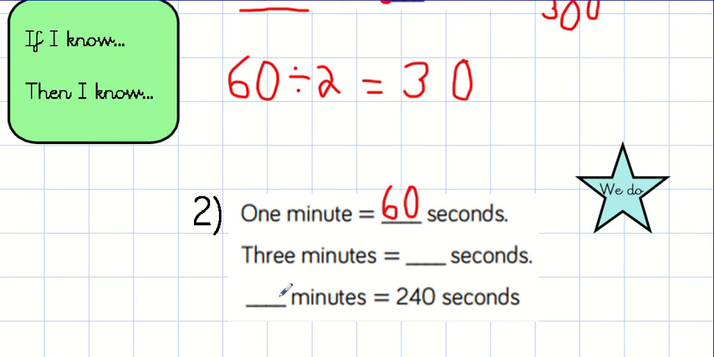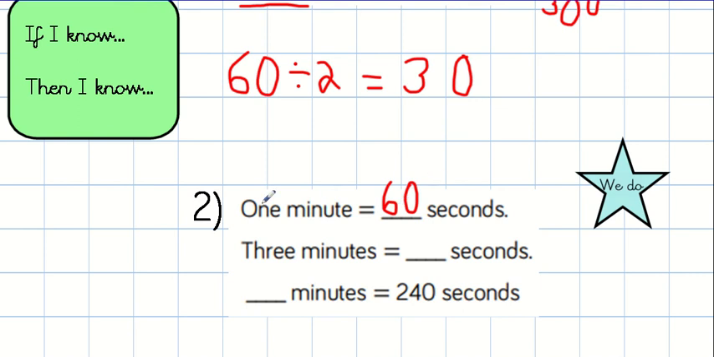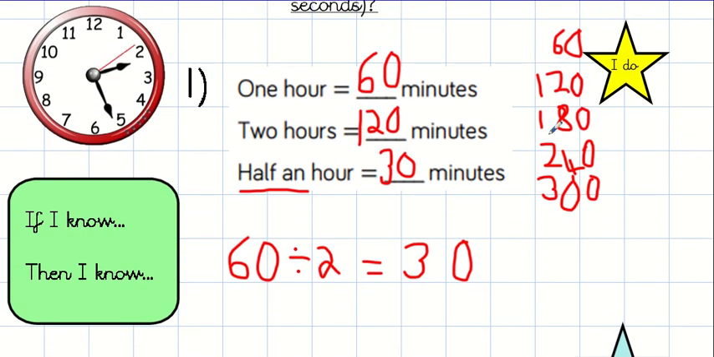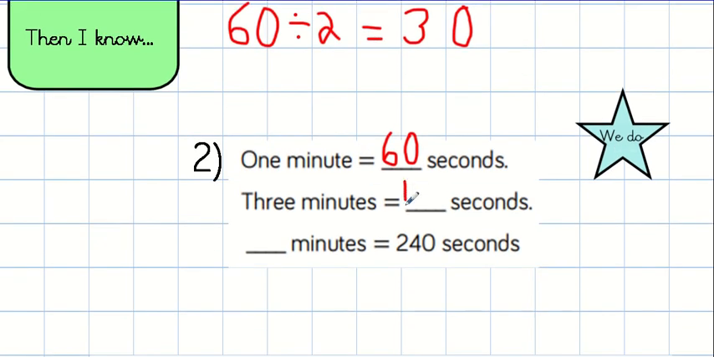Okay, hopefully you've had a go. So if we know that 1 minute is 60 seconds, we know that 2 minutes is double that, 120 seconds. And I know that 3 lots of 60 is 180 seconds. I worked it out up here. I'm just using that 6 times table, or the 60 times table, to work that out.